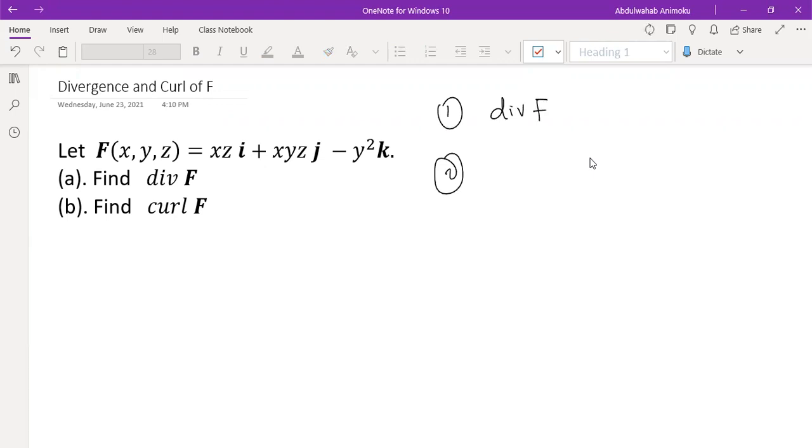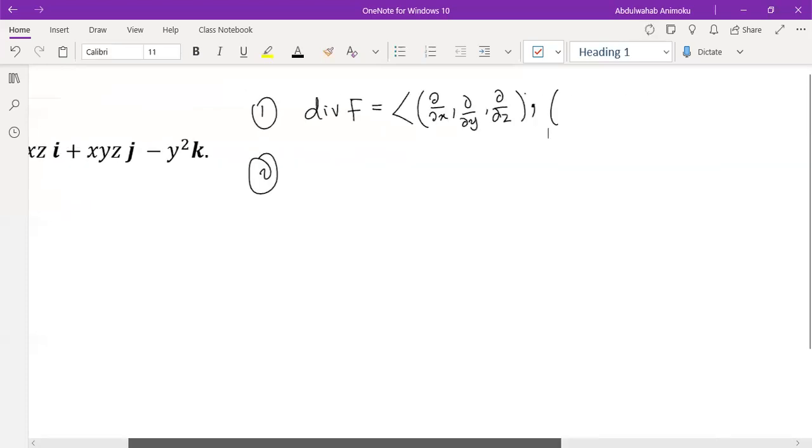So the divergence of f is given as, and this is extremely important, the inner product, right? So inner product is basically the dot product. So let's say the inner product of what? The grad operator. So what's the grad operator? Let me just create a space here. So the grad operator for this vector function is this. So this is the grad operator, and the components of this function.